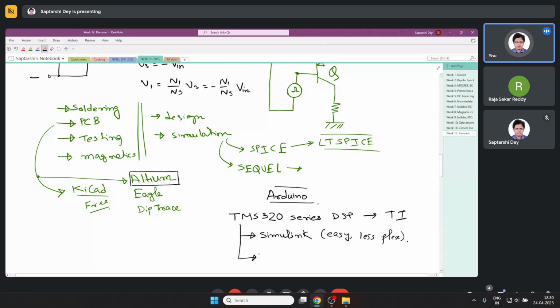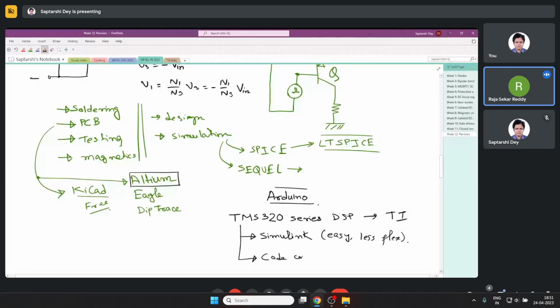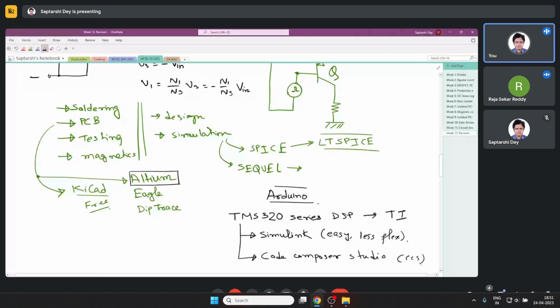Another one, I will not say it is difficult, but more difficult than Simulink, is directly writing the code in C using Code Composer Studio, CCS. With this, you can directly write your code in C and then dump it to the controller.